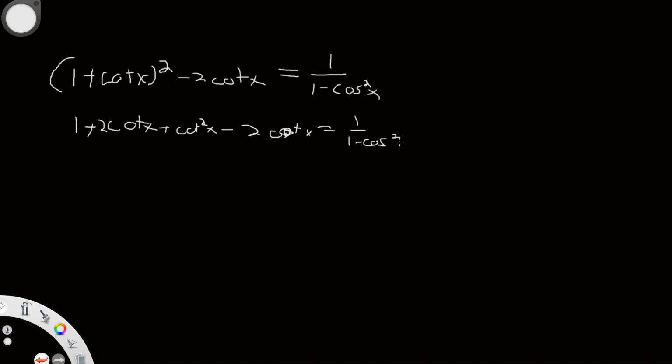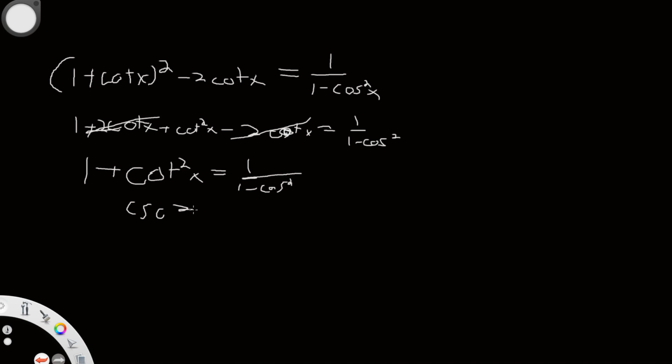So yeah, that's pretty simple. We can immediately see that negative 2 cotangent x and positive 2 cotangent x cancel out. Then we're left with 1 plus cotangent squared x is equal to 1 over 1 minus cosine squared x. So once again, we're left with another trigonometric identity, because 1 plus cotangent squared x is equal to cosecant squared x. So that's exactly what we're going to do. We're just going to change this into cosecant squared x.